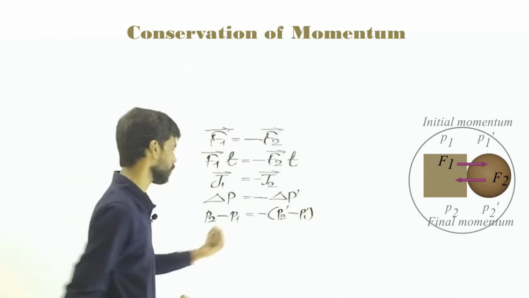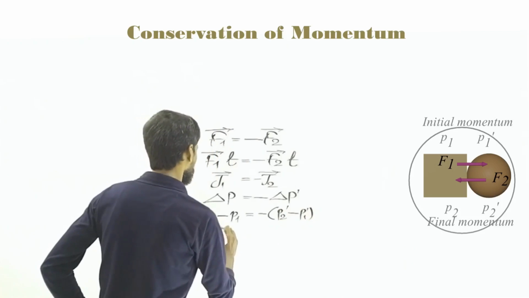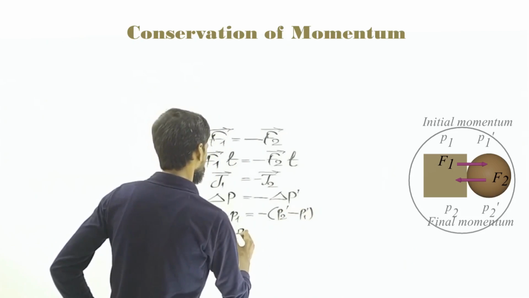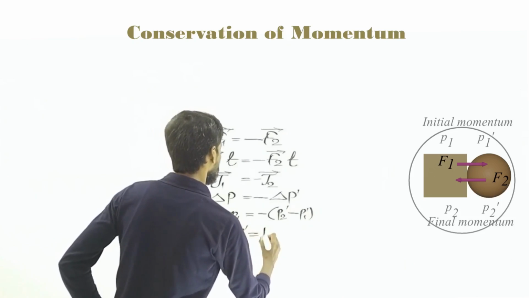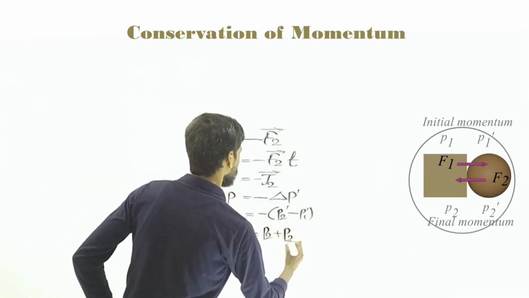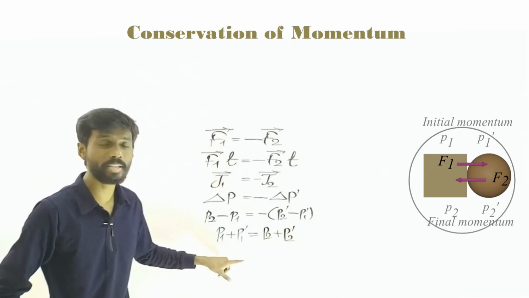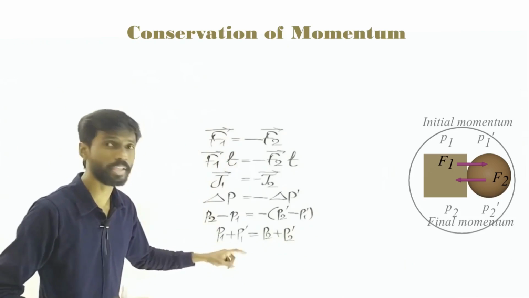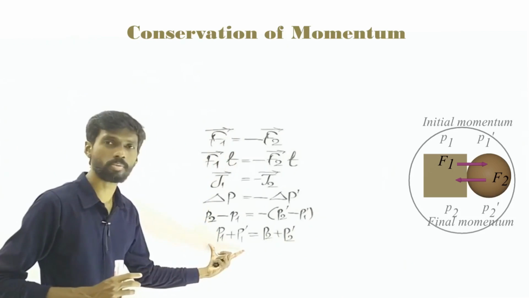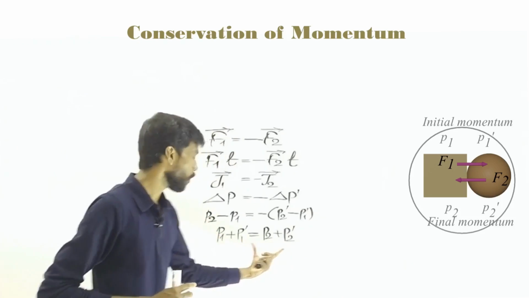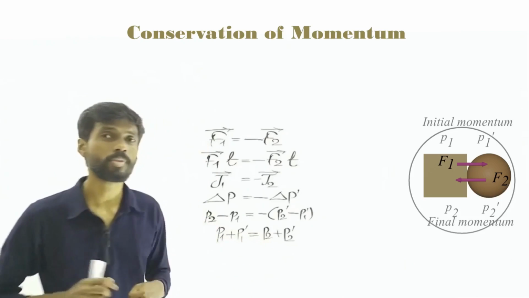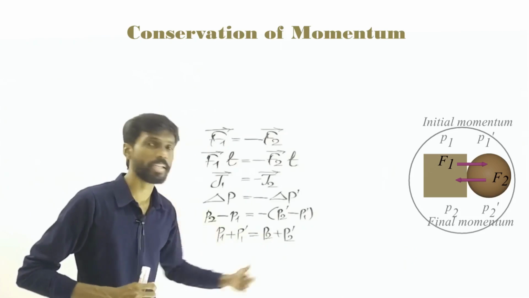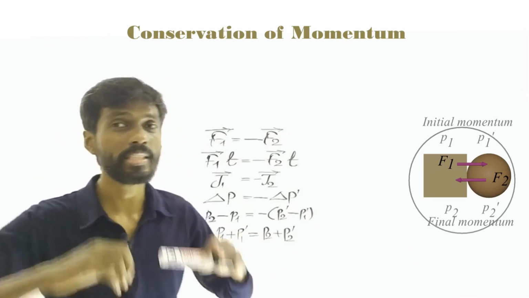Now you bring this together. So P1 plus P1 dash equals P2 plus P2 dash. What is P1 plus P1 dash? That is the initial momentum of the system. For the first object and second object, the total momentum initially is this one. This is the final momentum, so initial momentum equals final momentum, so that means the momentum remains constant, right? The momentum initially equals the momentum finally, so the momentum is constant.